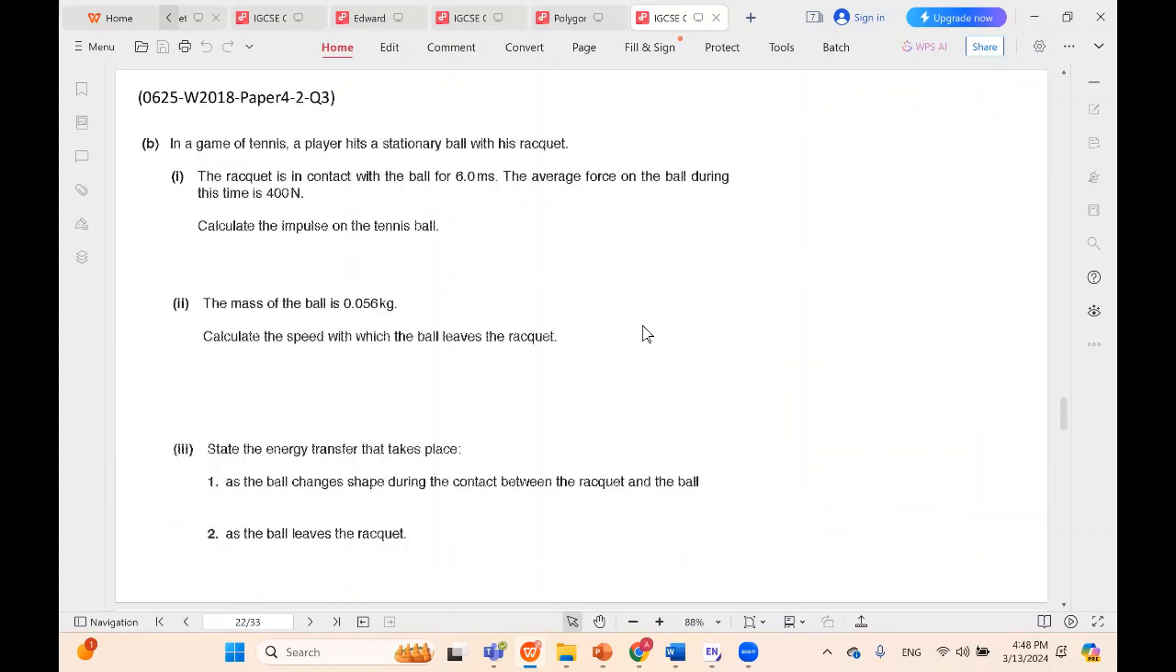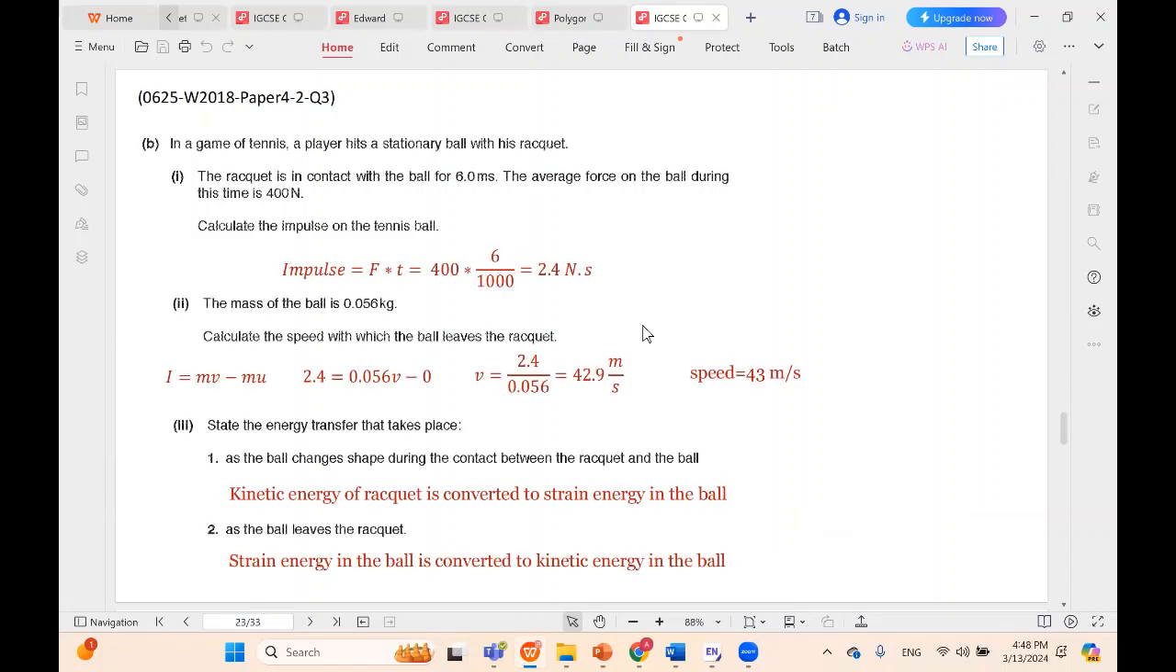In a game of tennis, a player hits a stationary ball with his racket. The racket is in contact with the ball for 6 milliseconds. The average force on the ball during this time is 400. Calculate the impulse. So the impulse is force times time, and we're given both force and time. But of course, here we have to convert this to seconds. So we divide it by 1,000, and we get the impulse as 2.4.